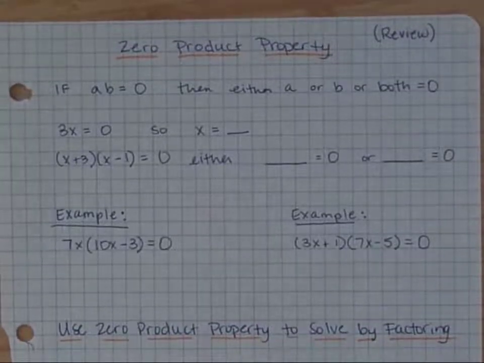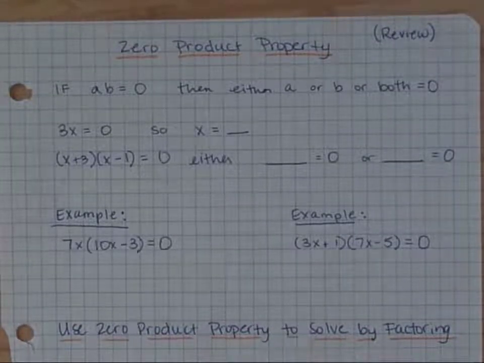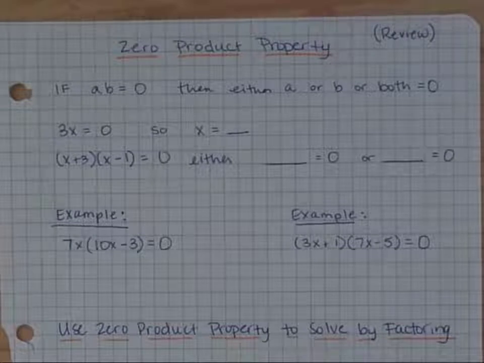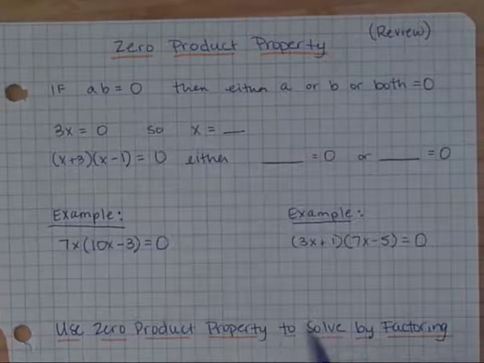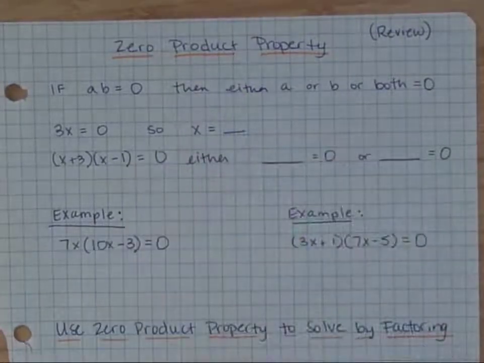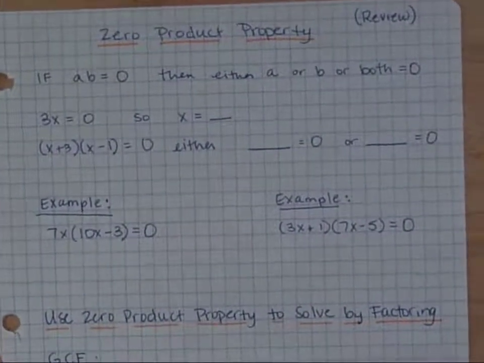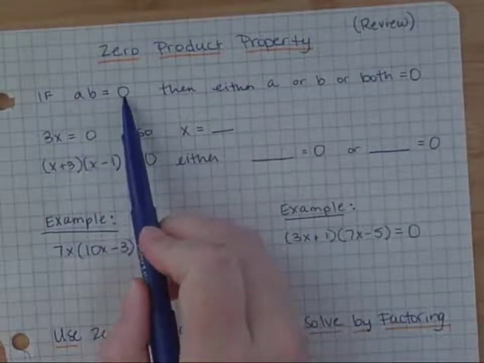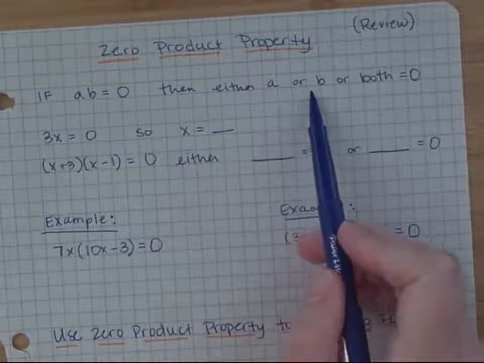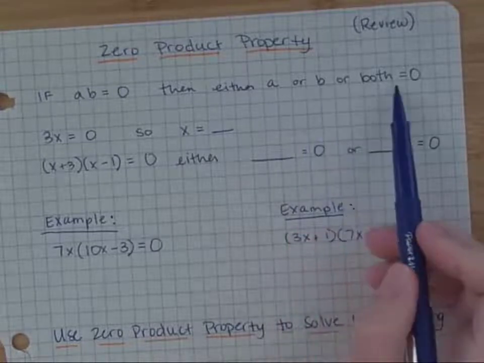So this is a review of something we talked about in Unit 8 at the end when we talked about solving by factoring. In order to solve by factoring, you have to know about the zero product property. When you are using the zero product property, what that says is if A times B equals 0, either A has to be 0 or B has to be 0 or both equal 0.